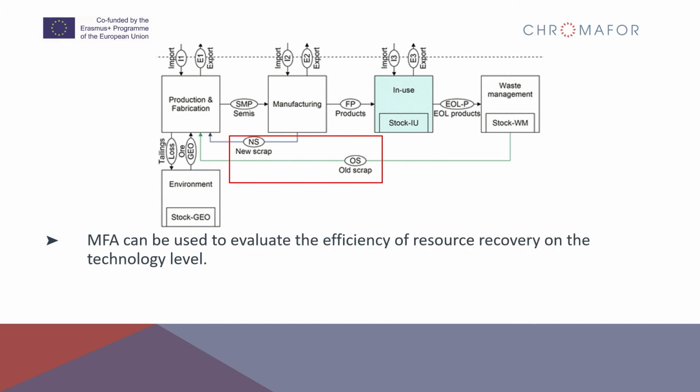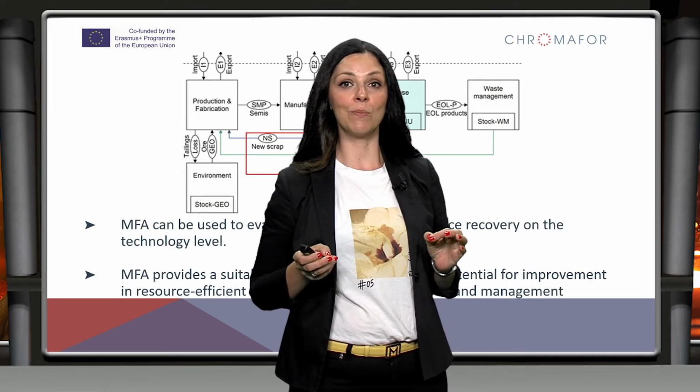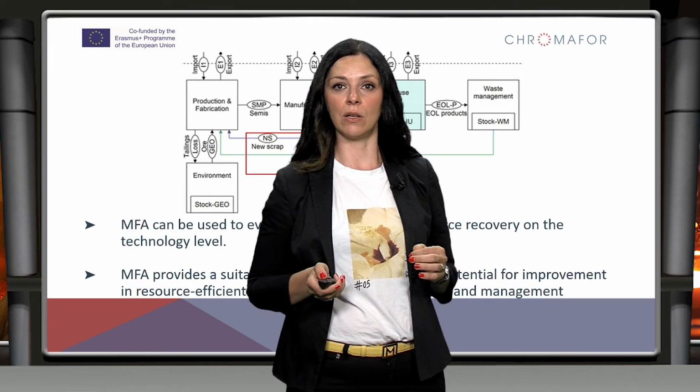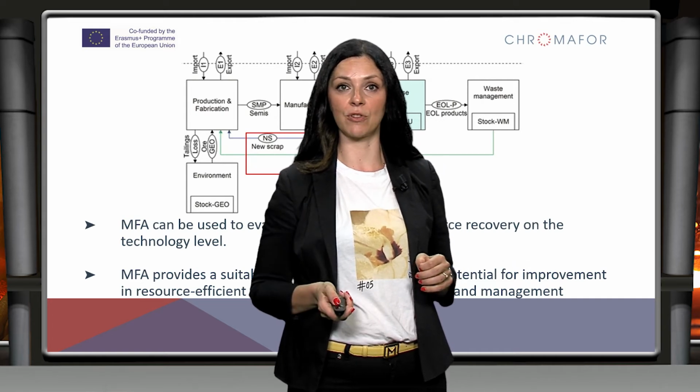Here in this slide, you can find another example of material flow analysis, referring to a specific company. This approach is very important to evaluate the efficiency of resource recovery and the technological level of the company. In particular, it provides a suitable means of investigating the potential for improvement in resource-efficient materials, for example, metals, utilization and management. So the most important thing is to manage every part of this process, and in particular, scraps, new and old scraps that you can see in the picture.